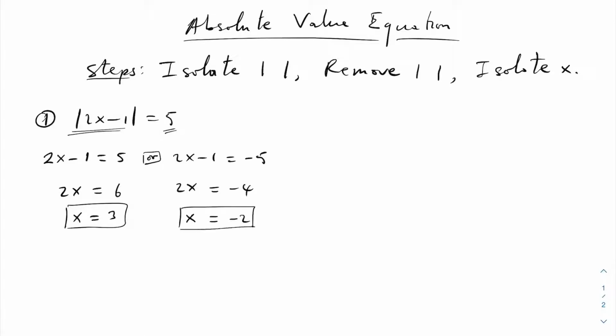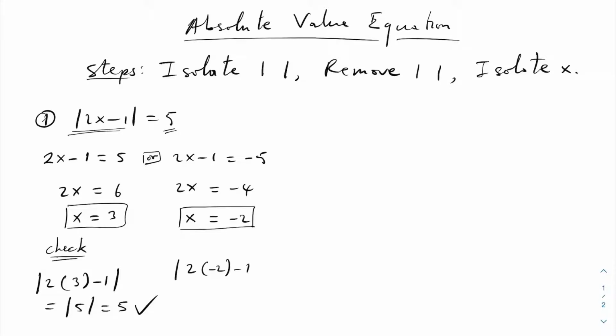All right, just for good measure, I'm going to check these solutions in my equation to show you that they actually do work. If you take 3 and plug it in for x in my equation, I'm going to have the absolute value of 2 times 3 minus 1, and that will give me the absolute value of 5, which equals 5. So this actually does work for my equation. And if I check the next solution, I'm going to have the absolute value of 2 times negative 2 minus 1. That will give me the absolute value of negative 5, which turns out to be just 5. And that also works, right?